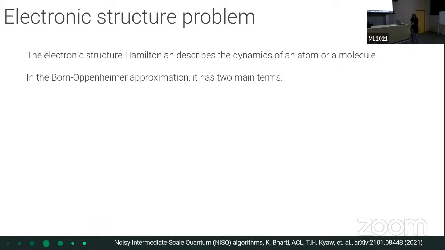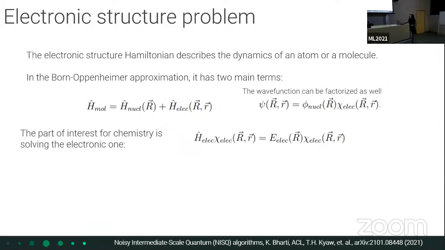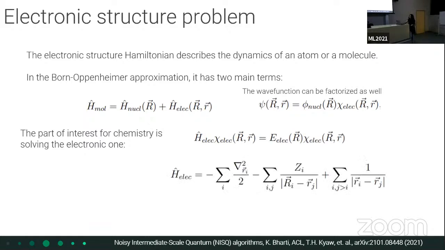I will go through it very quickly. The idea is that we want to understand and describe how the electrons move, let's say, around our molecule. In the Born-Oppenheimer approximation, we can decompose our Hamiltonian into the nuclear part and the electronic structure part. The part of interest for chemistry is precisely the electronic structure one, because it's the one that will carry all the properties of our molecule, or all the properties that will be important for our reactions later, etc.